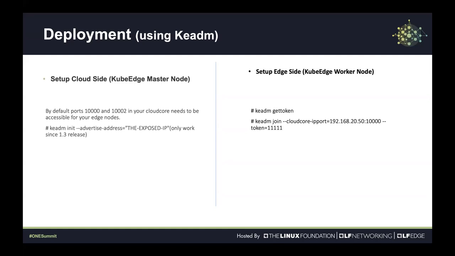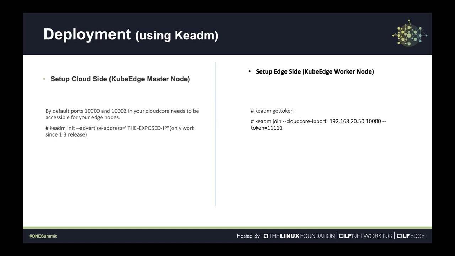From 1.3, we also ask to open the default port 10002. That's for the edge logger connections. Basically, we need a separate port to collect the logs from the edge side. If you don't use that log collection, you only need port 10000 open. You don't need 10002 open if you don't want to collect logs or metrics data from your edge side.